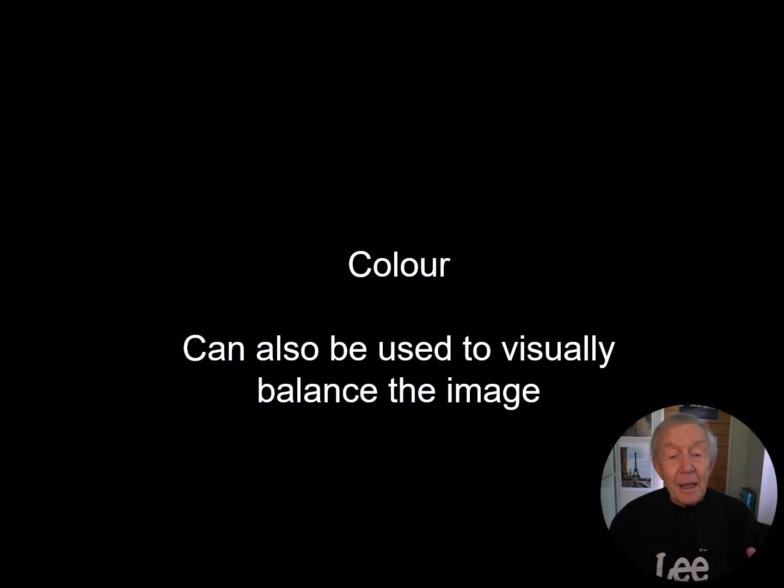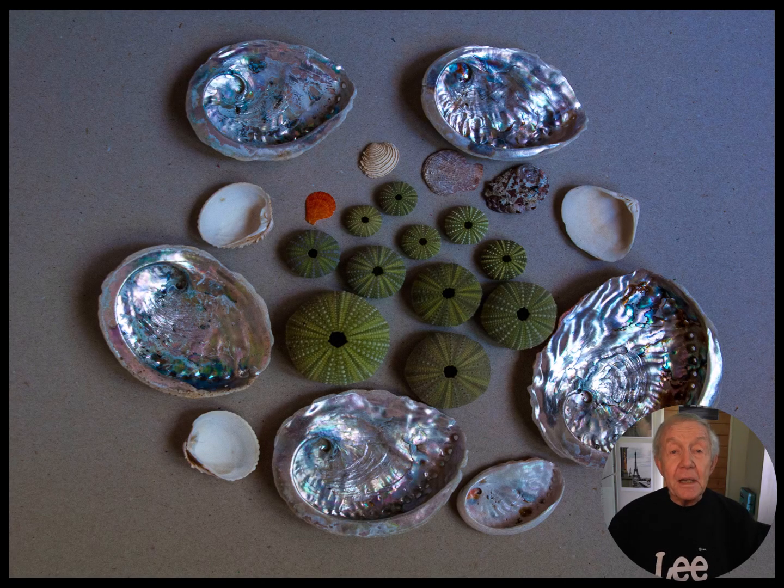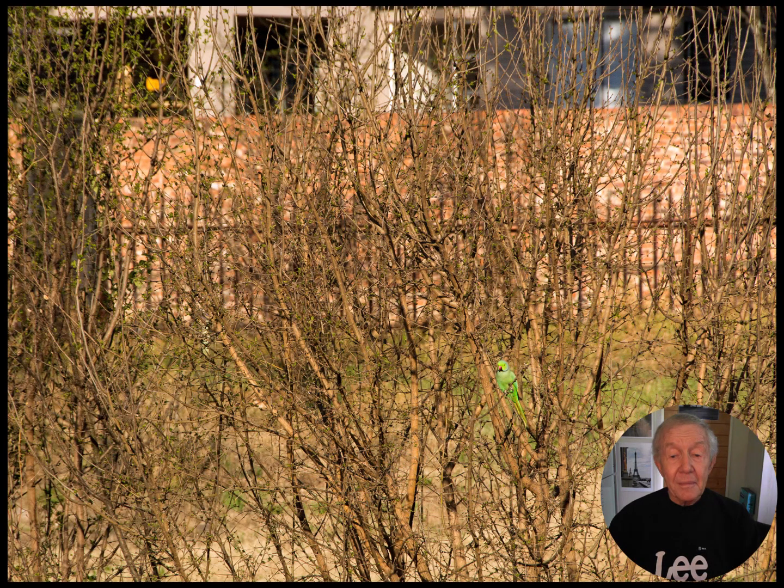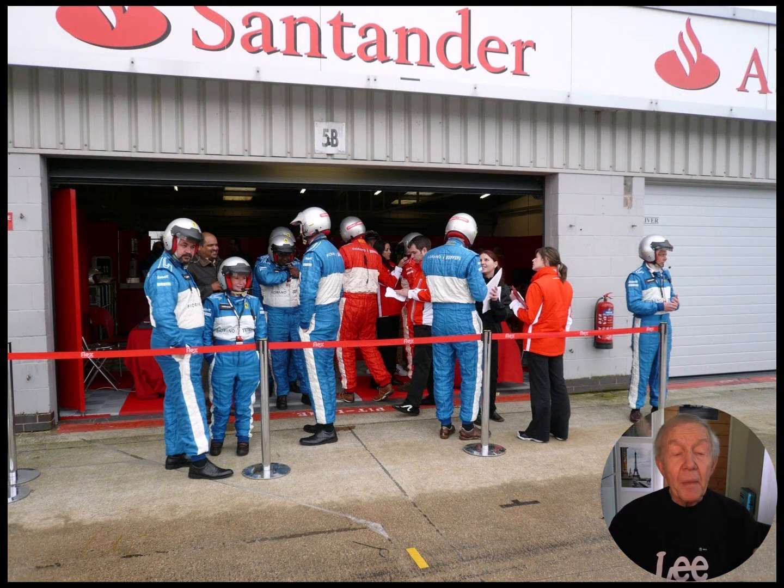So as we mentioned earlier, color can be used to visually balance the image because color is so strong. The first thing you see looking at this image is the smallest item, which is the tiny little red shell, because that's how powerful color is. And here you've got a green parakeet. And here you've got a group of people, and the lady in red on the right balances the wodge of guys in blue on the left. Gives a sense of balance to the image.